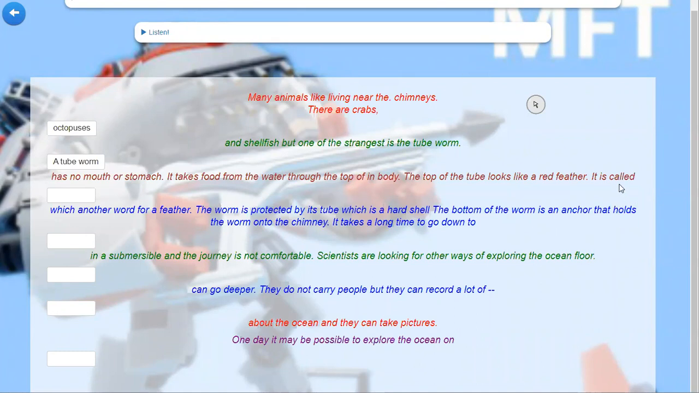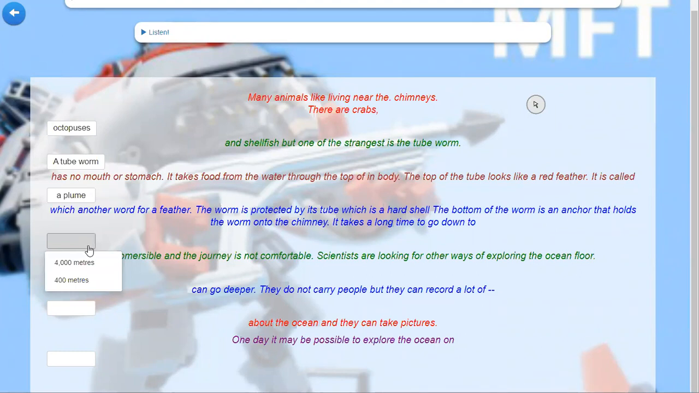Okay, go on, Adil. It's called the bloom, as we say. These creatures which live underwater and look like a feather are called the bloom. What is another word for feather? The worm is protected by a tube, which is a hard shell. I want to finish this part in a hurry. The bottom of the worm is an anchor that holds the worm onto the chimney. It takes a long time to go down. So this kind of creature takes a long time to go down in the ocean.